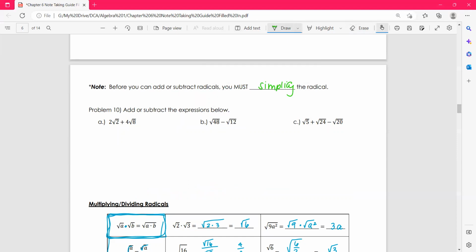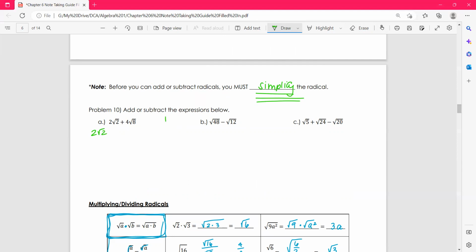Okay. Add or subtract the expressions below. So when I look at this, 2 square root of 2 plus 4 square root of 8, I've got the same index, but I don't have the same radicand. But can I get them to be the same radicand by simplifying? So 2 square root of 2 doesn't break down at all.